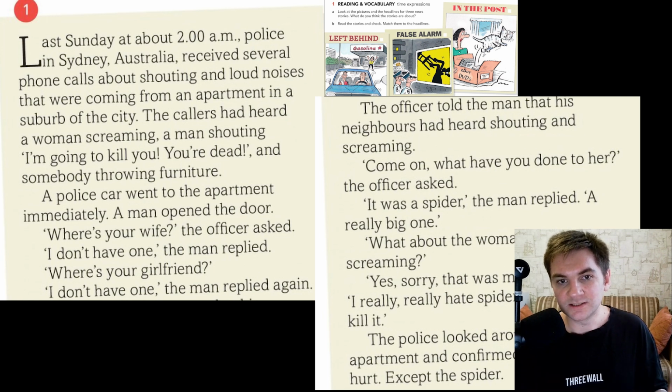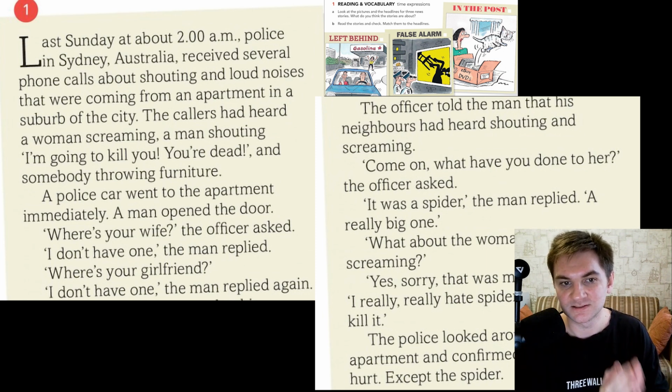Part 1. Reading and vocabulary. Time expressions. It's time to read some short stories. They're fun and easy to follow. Speaking of tasks, there will be 2 of them. The first task, you just read and listen to the stories and try to match them to headlines. There are 3 headlines: left behind, false alarm, in the post. First, try not to pay much attention to unknown words or phrases. It's better to focus only on the main idea of the stories. It's like warm-up reading. Good luck with this first task.